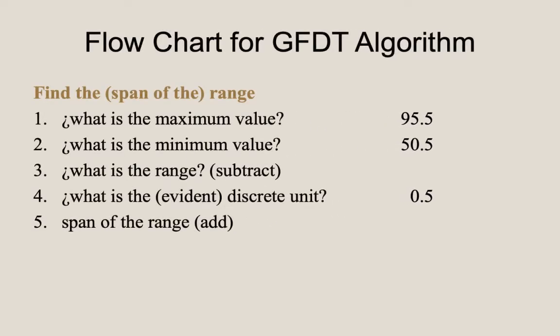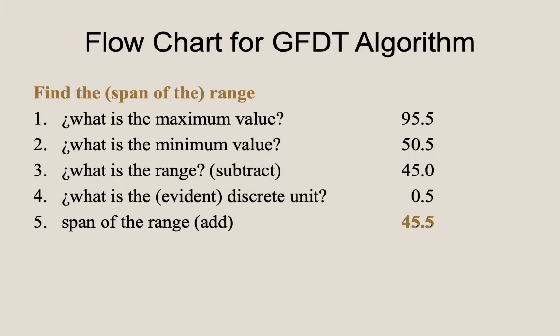So the first thing we're going to do is find the range, or more appropriately what I refer to as the span of the range. That's the range that also accounts for the discrete unit of our data set. So again, using our maximum and minimum value, we find the range by subtracting the values. In this case, we get the value 45. Now again, the evident discrete unit that we seem to observe here was about 0.5, and if we add that to our range of 45, that gives us the span of the range.